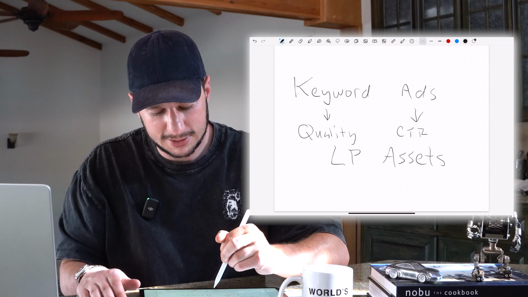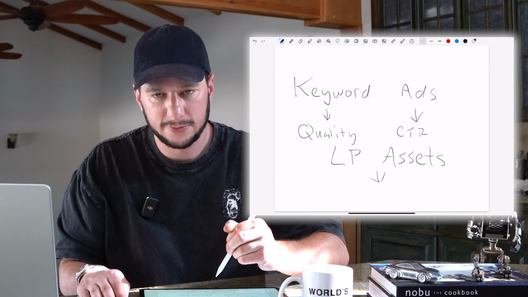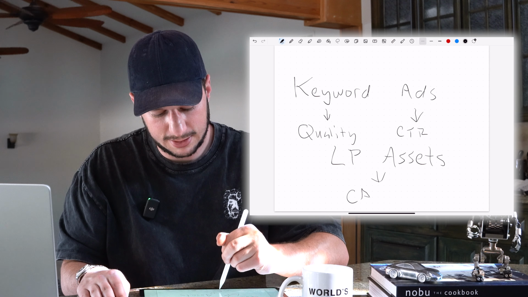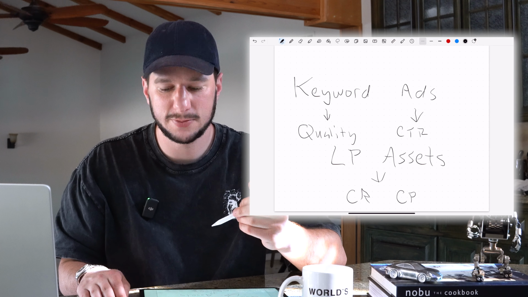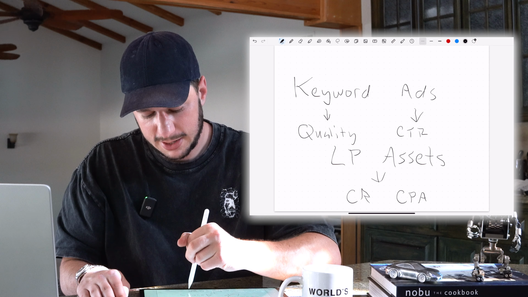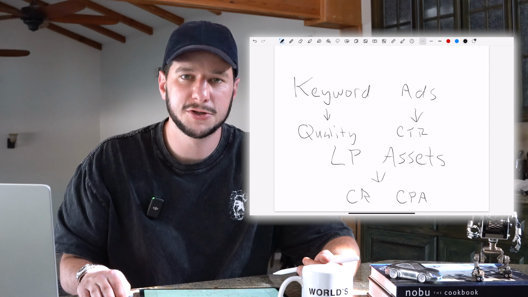And then landing page assets is really gonna be conversion rate. And then obviously CPA, which is cost per acquisition. That's gonna be the cost of converting somebody. And those are hand in hand, right? Because they work together. The higher the conversion rate, the lower the CPA. Conversion rate along with the cost of traffic is what creates CPA. So these are the areas you wanna look at.